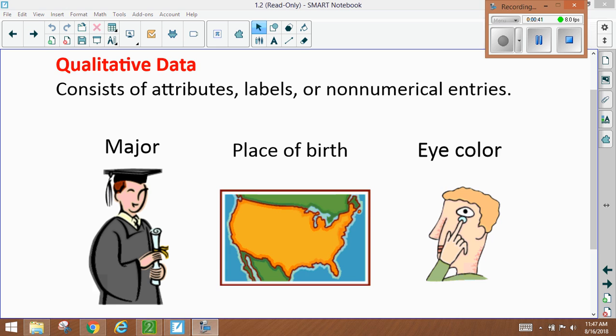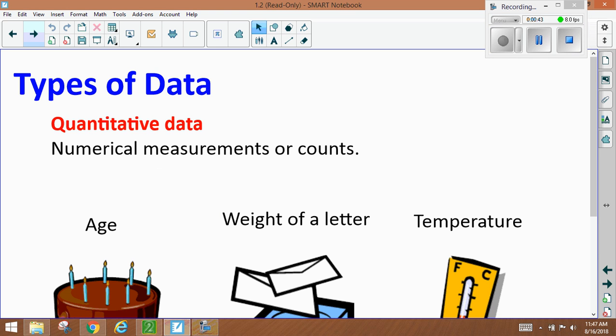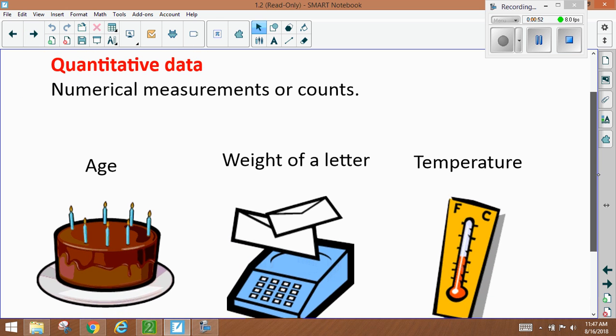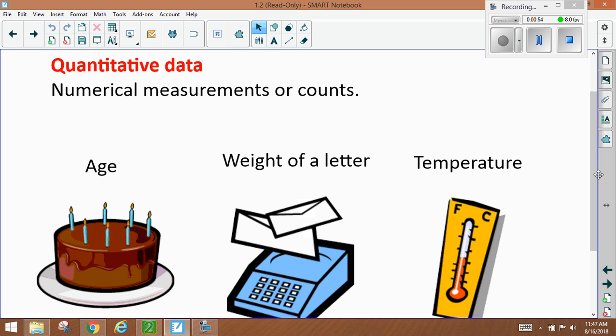All right, let's see what other kind of data we have. We got quantitative data. These are numerical measurements or counts. Examples: age, weight of a letter, temperature. Right? We could find an average of all these things. We could do all kinds of math to them.